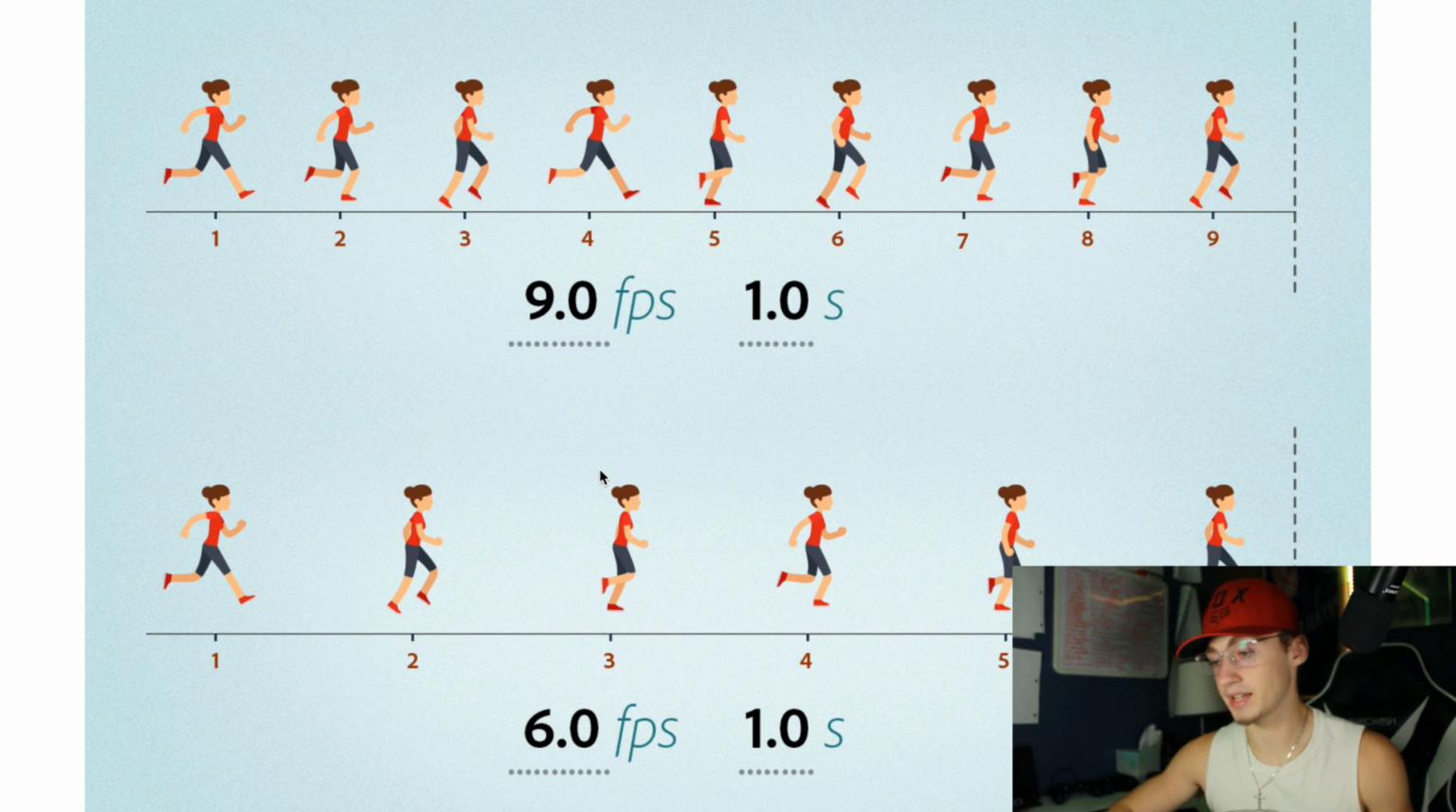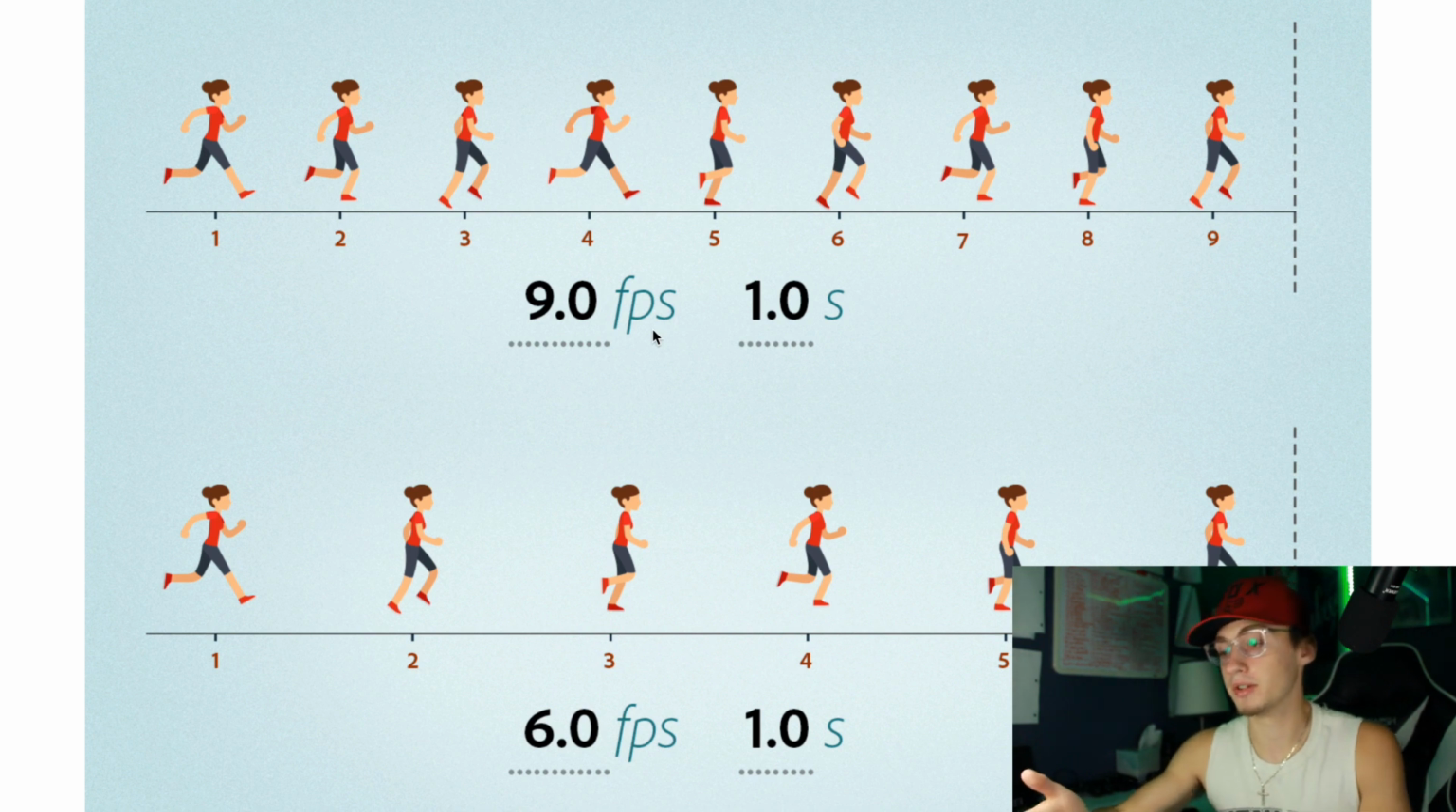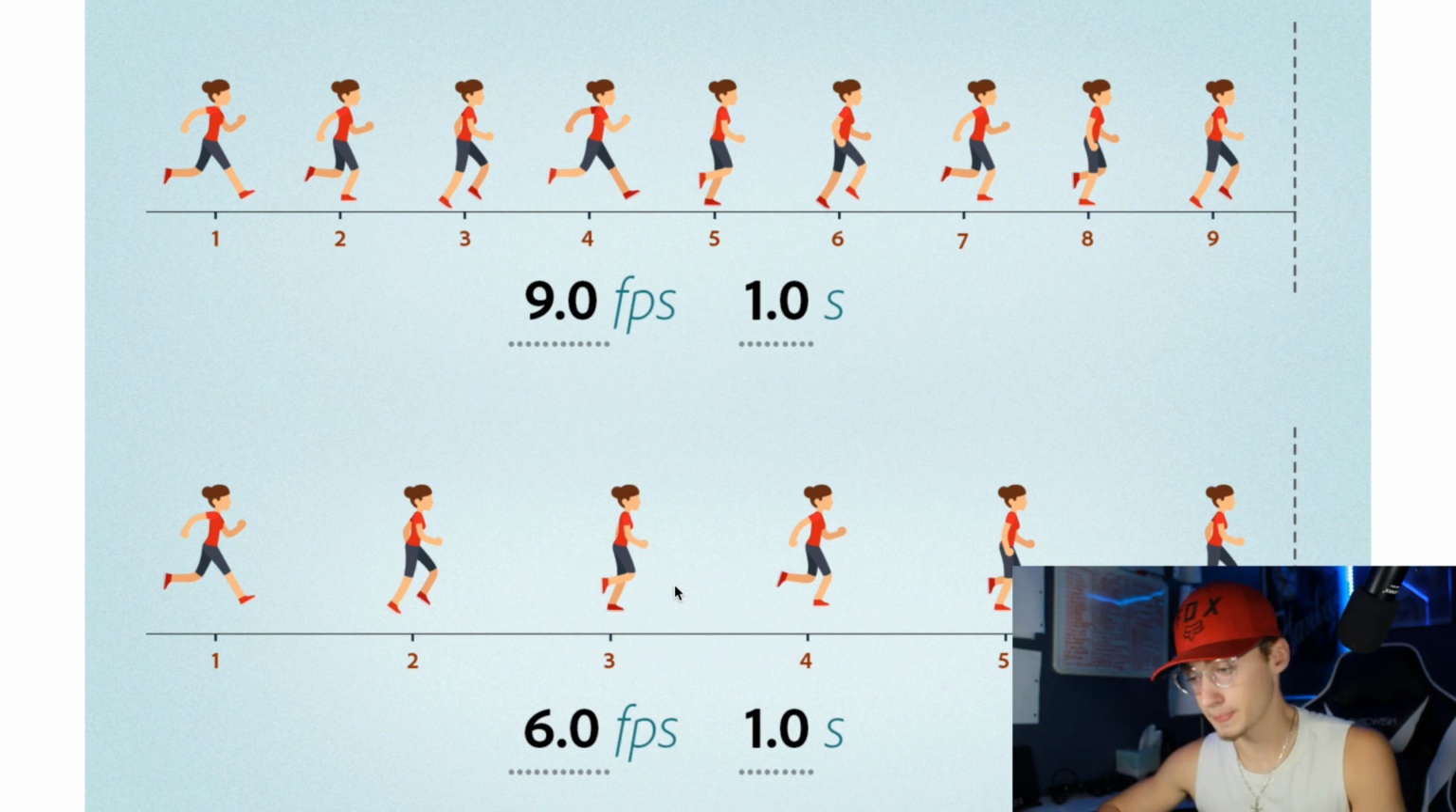And lastly, here's the last little example of a running animation. So at 9 FPS, there's a lot more detail when it comes to the bending of the knees and the swing of the arms because there's more pictures to fit into that 1 second as opposed to the 6 FPS, which is a lot more spaced out because you're only fitting 6 pictures per second.